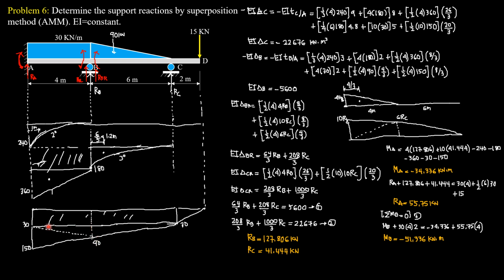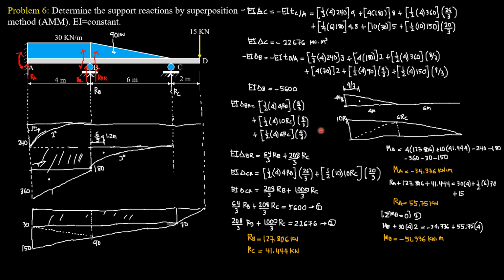So we divide this trapezoid into two triangles. Beginning with this triangle first, the area is 1/2 of 4 times 90, and the distance is 1/3 of 4, so 4/3. And finally, this moment of this area with respect to B, 1/2 of 4 times 150, and the moment arm is 2/3 of 4, so 8/3. So therefore, EI delta B is negative 5,600.